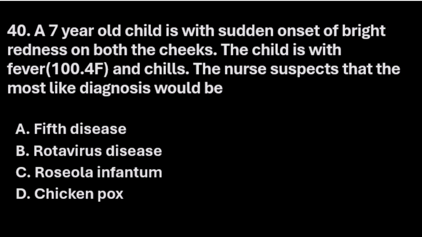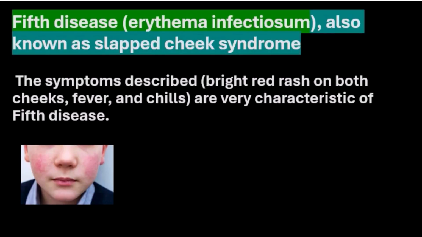A 7-year-old child presents with sudden onset of bright redness on both cheeks. The child has a fever of 100.4 degrees Fahrenheit and chills. The nurse suspects that the most likely diagnosis would be option A, fifth disease; option B, rotavirus; option C, roseola infantum; and option D, chickenpox. Let us see the right answer. The right answer is option A, fifth disease.